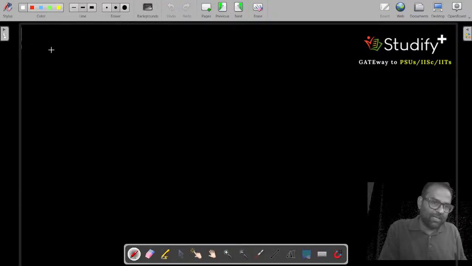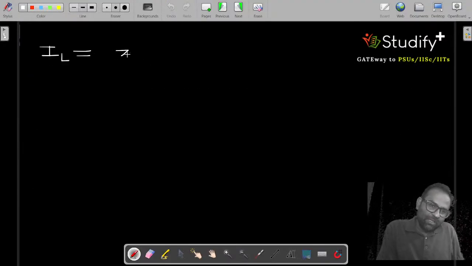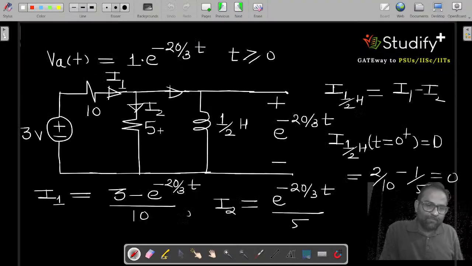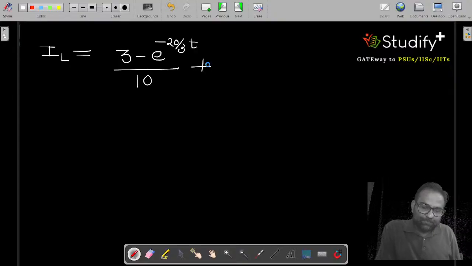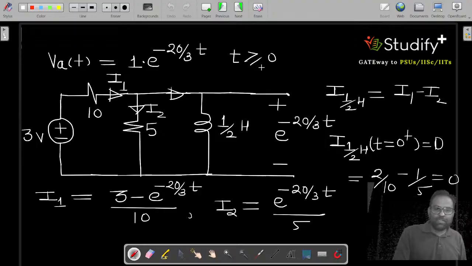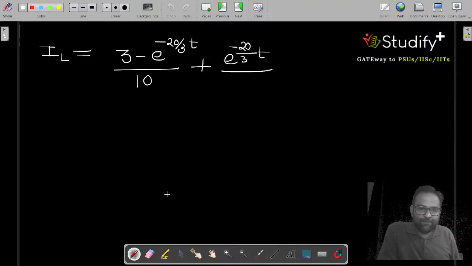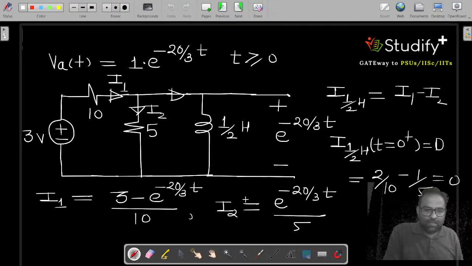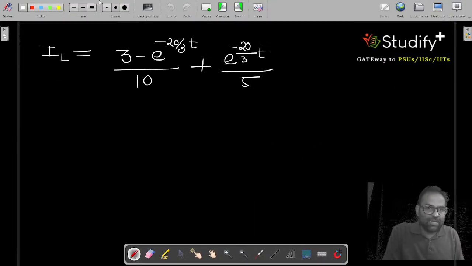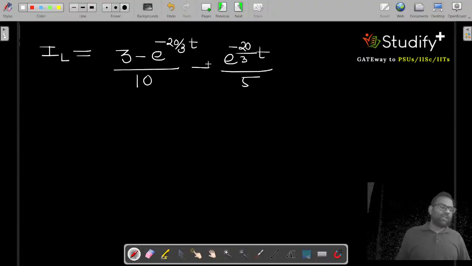If I am interested in the inductor current for t greater than 0, this value is 3 minus e to the power minus 20 divided by 3t, divided by 10, plus e to the power minus 20 by 3t divided by 5. And what is the sign in between? In between sign is negative, not positive. So let me use a negative sign here. This is the amount of current going into the inductor.